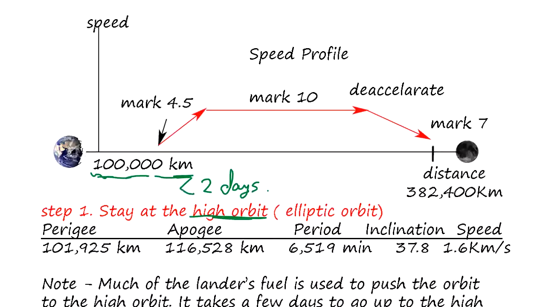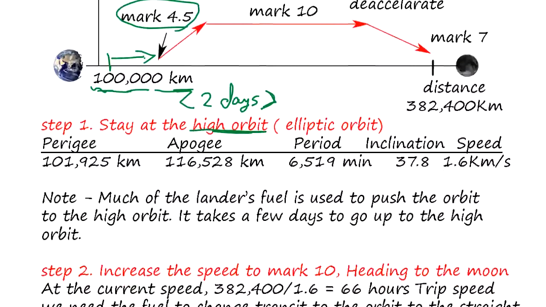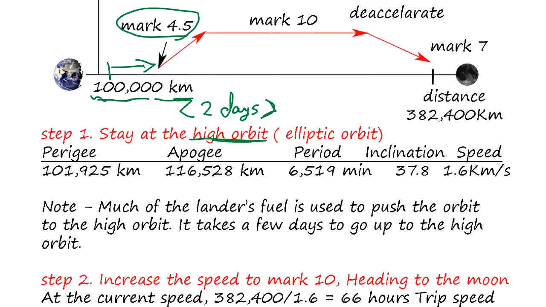We have to slowly adjust the orbit size from low orbit to the high orbit. Okay, so at that place, I think it's Mach 4.5, somewhere around. I calculated this. You gotta use your physics to calculate. Now, step 1 is stay at the high orbit, and from there, sling shot to the moon.